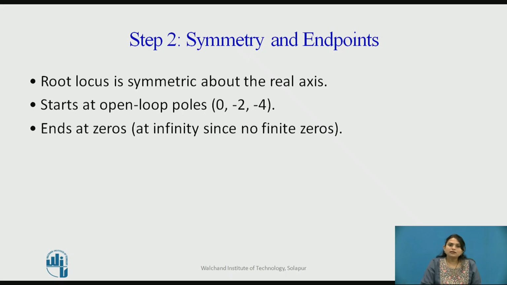Step 2: symmetry and endpoints. The root locus is symmetrical about the real axis, and it starts at the open loop poles: 0, minus 2 and minus 4. It ends at the zeros, but in our example there are no zeros, so it will end at infinity.